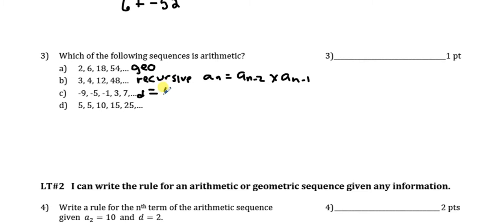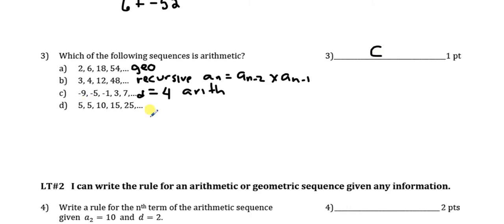D equals 4, I'm adding 4 every time. Sorry, I had to pause my video there for a second, so there might be a little hiccup. But if you notice, I'm adding 4, adding 4, adding 4, adding 4. So this is an arithmetic sequence, and the answer to question number 3 is C.